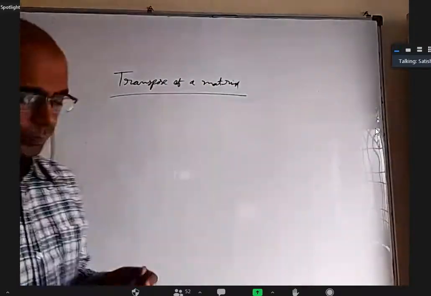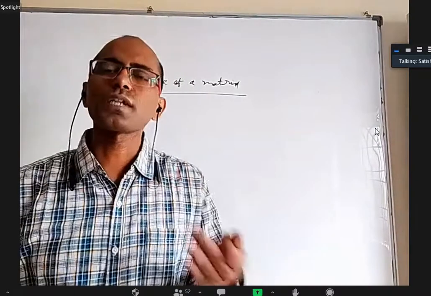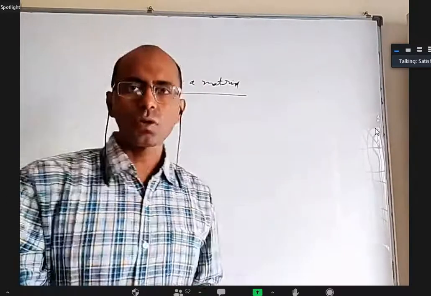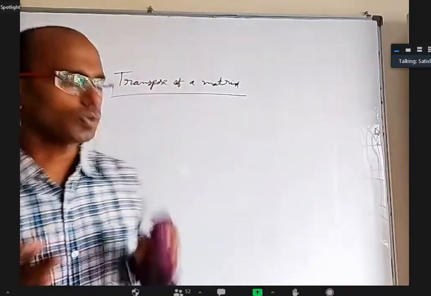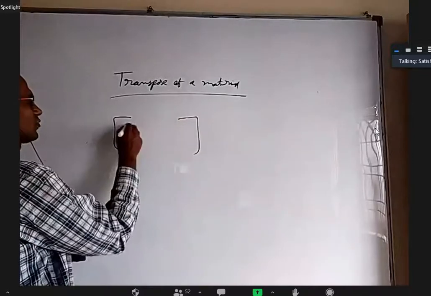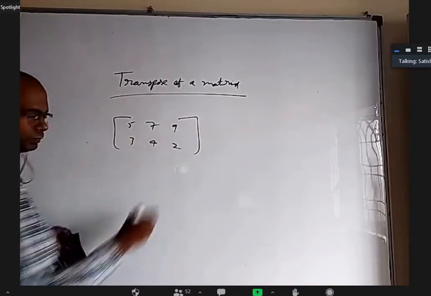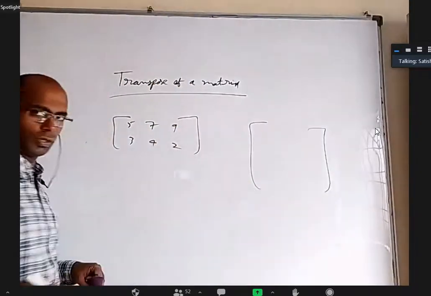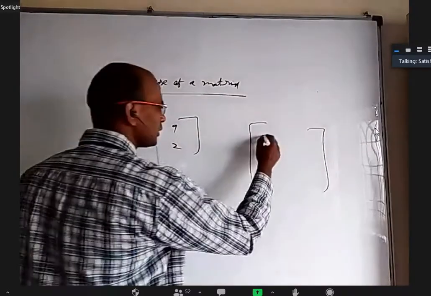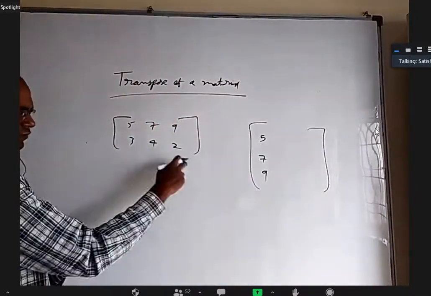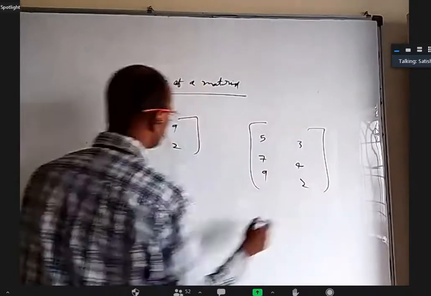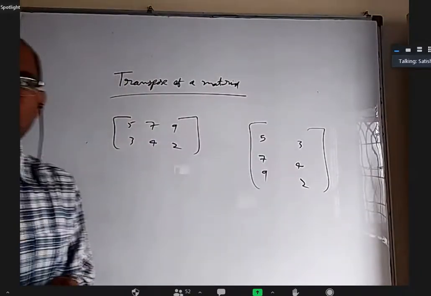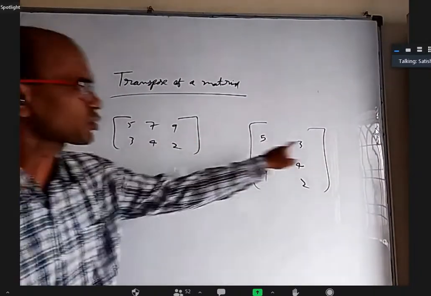What is transpose? You take a matrix and interchange rows and columns. The first row of the matrix, make it the first column. Second row, make it the second column. First column, make it the first row. For example, take a matrix 5, 7, 9, 3, 4, 2. Try to write a new matrix where the first row becomes the first column. 5, 7, 9 like this. 3, 4, 2. So the first row became the first column, the second row became the second column. You can also see that automatically the first column became the first row.